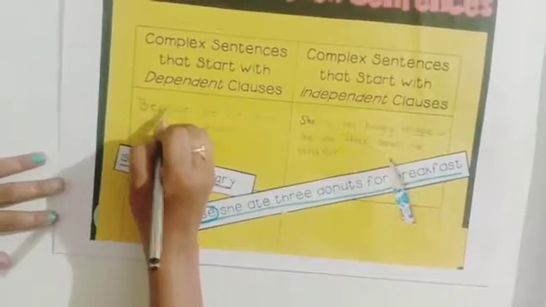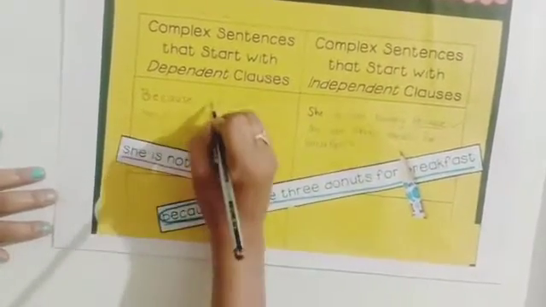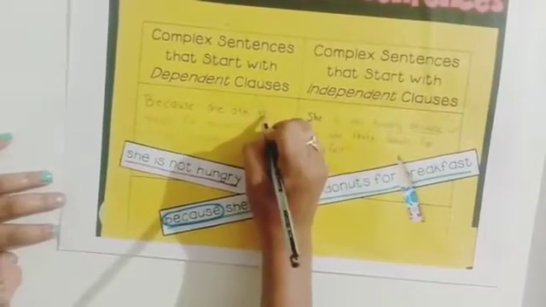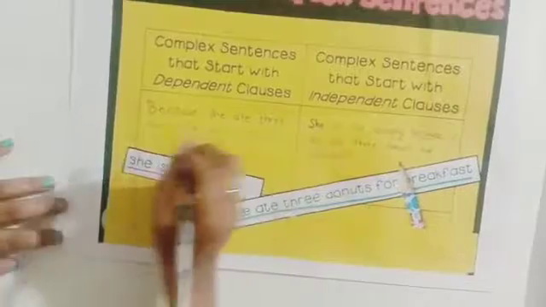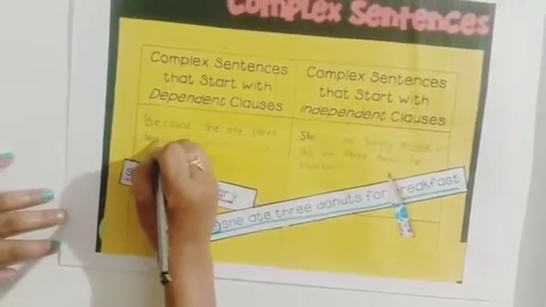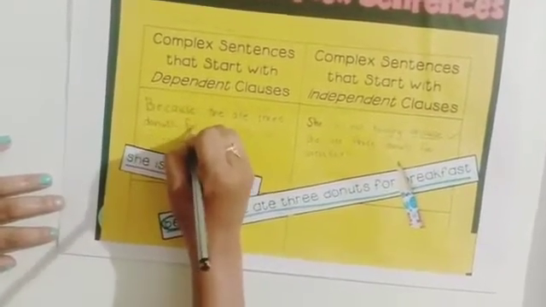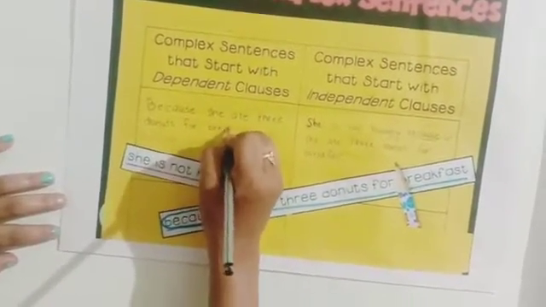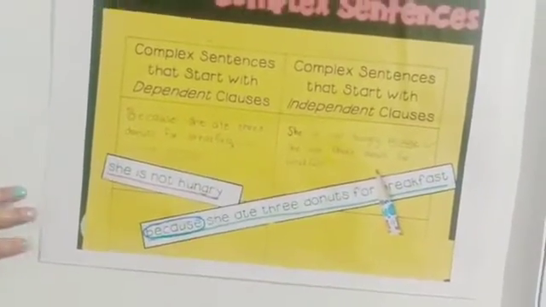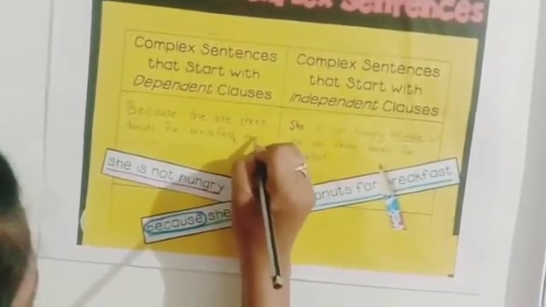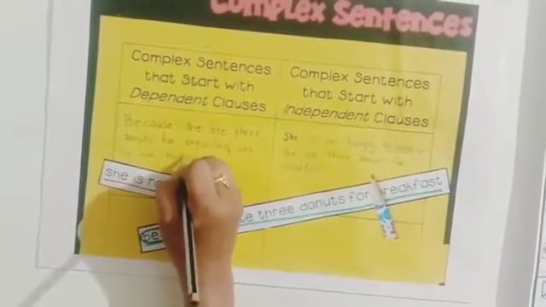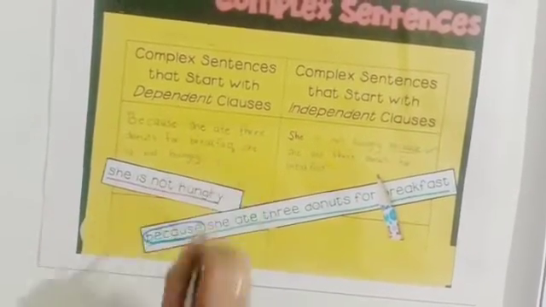Because she ate 3 donuts for breakfast, the same sentence only. There is no change in the sentence. Okay, only the structure is changing. Then I'm putting a comma here. Okay, I'm adding a comma. She is not hungry. Okay, this is the second structure.